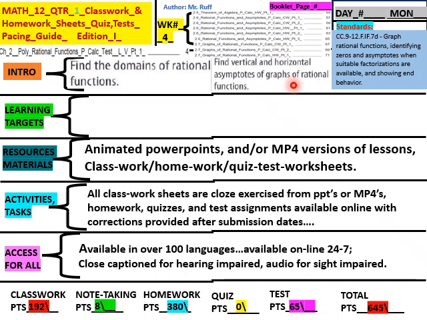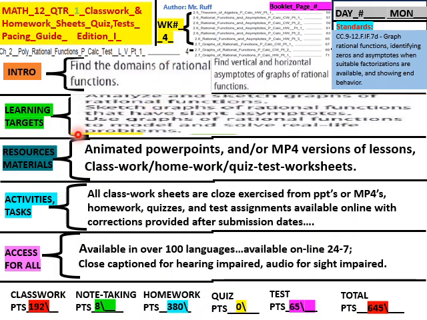And then our learning target. Oh, wait a minute. We have a test here. Chapter 2 test in week 4, polynomial and rational functions. So we do have a test in week 4.